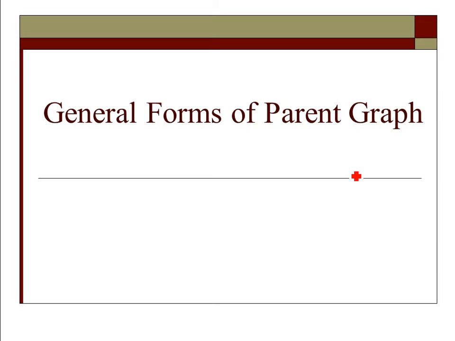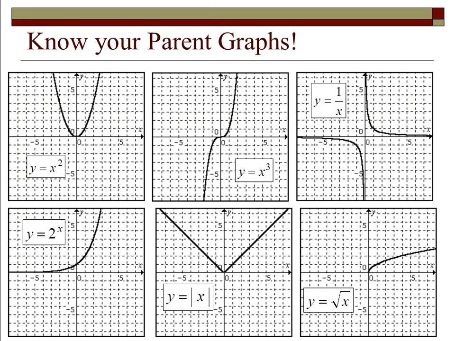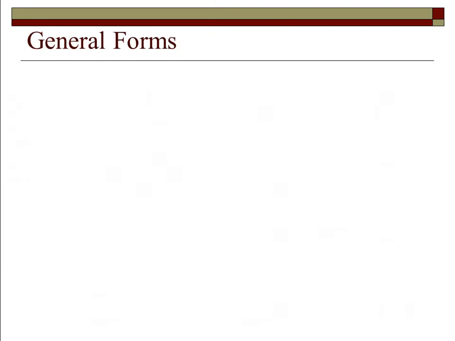So first thing we want to be aware of is make sure you do know all of your parent graphs. Now recognize y equals x squared, x cubed, 1 over x, 2 to the x, absolute value of x, and square root of x. You have to recognize all of those parent graphs in order to be able to do this kind of a problem. If you have problems, look at the previous video.